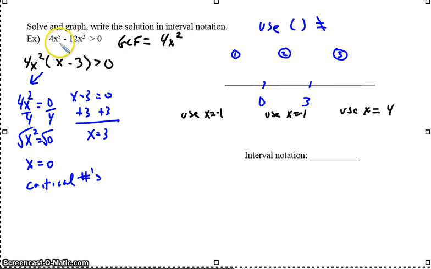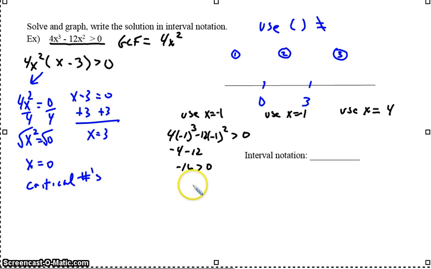So let's plug it into our original equation, so back up into this. So 4 times negative 1 cubed minus 12 times negative 1 squared, is that greater than 0? So this is going to give me a negative 4. This is going to give me a negative 12, so I get negative 16 is greater than 0. Well, that's not true. Negative 16 is not greater than 0, so this is false. So it means I don't shade that zone.